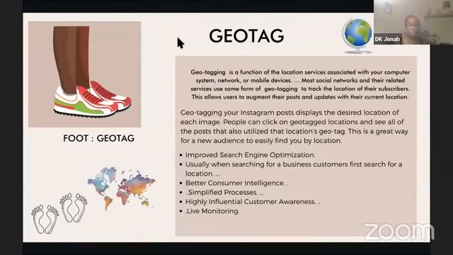Geotag is important in this day and age, but when you're using geotag, be careful. If you don't have security around, make it a bit vague so people can find you easily. Don't pinpoint your exact location.